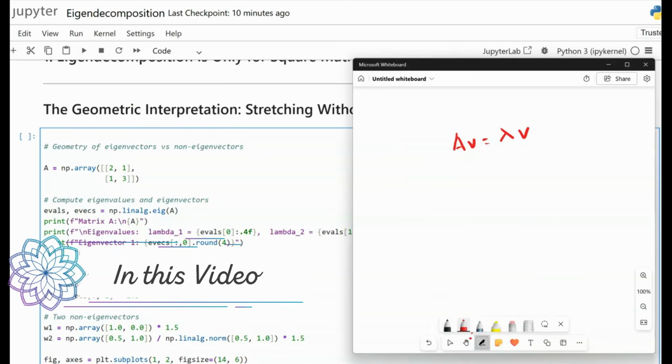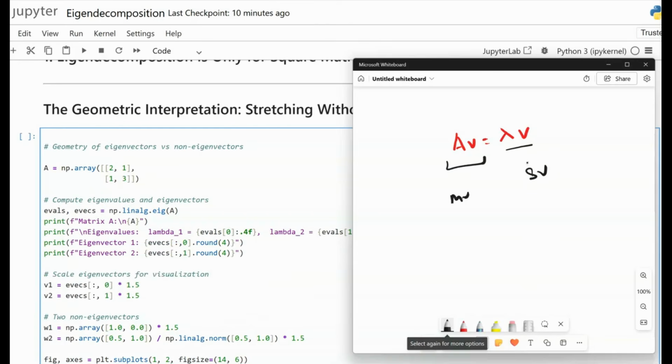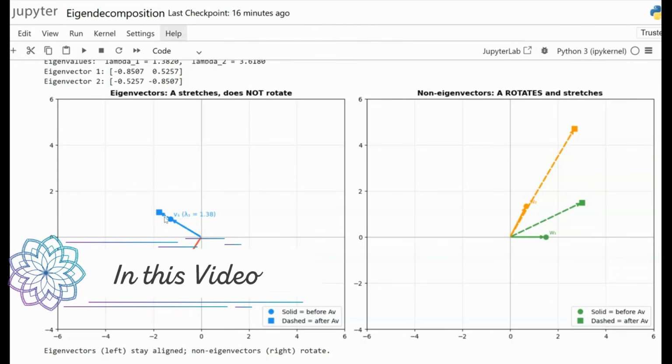And here this left side, AV, is a matrix vector multiplication, which generally produces a completely new vector pointing in a new direction. And here this right side, lambda V, is a scalar vector multiplication, which only stretches or compresses the vector along its original direction. Notice that the dashed arrow points in the exact same direction as the solid arrow. They are only longer. This is the defining property of eigenvectors. The matrix stretches them without rotating them.